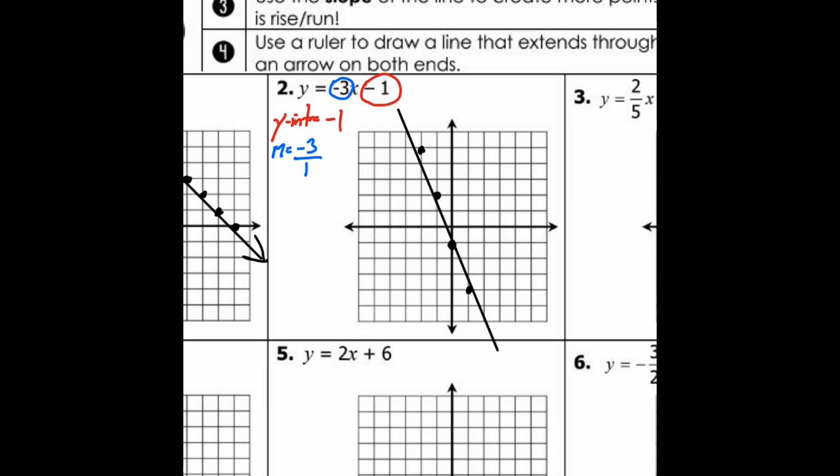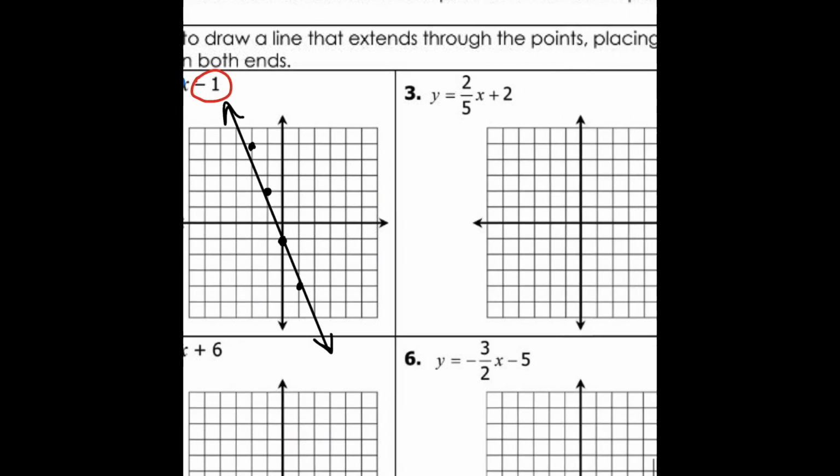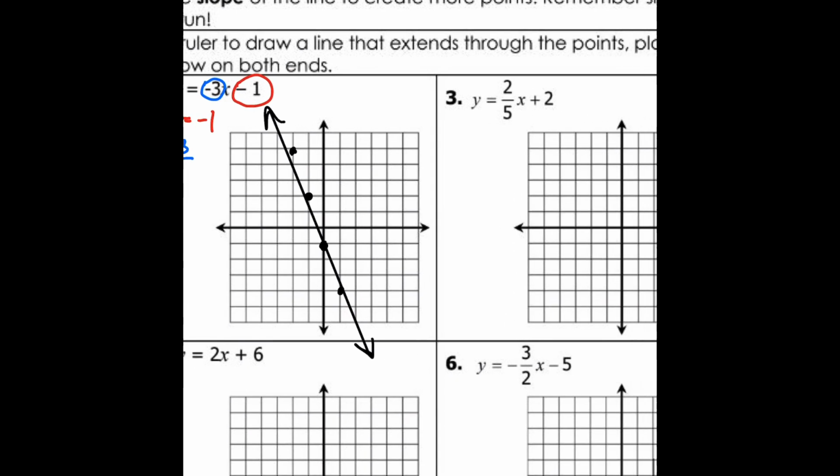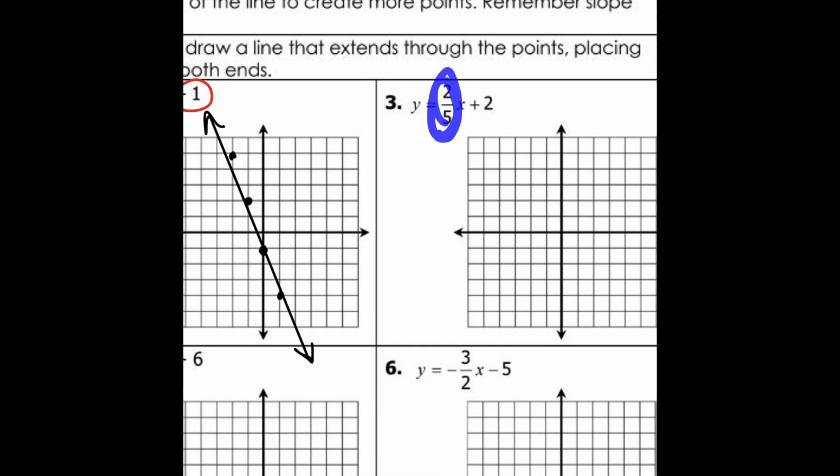You need a minimum of 2 points, but it's always better to have more. I have a negative slope. My slope is going downhill. On this example, my slope's positive, so we should see a line that's going to be going uphill.